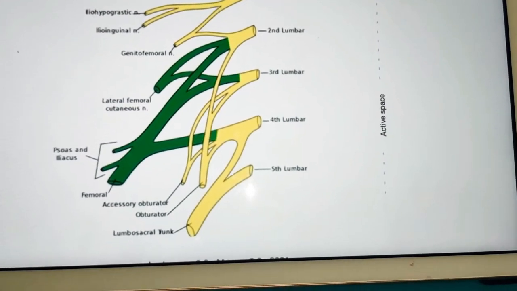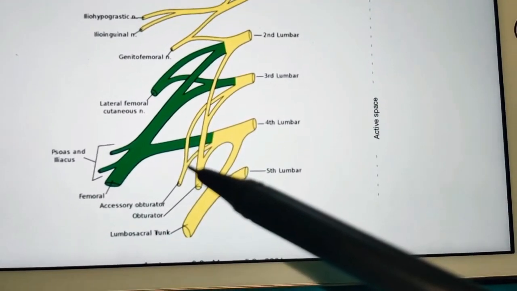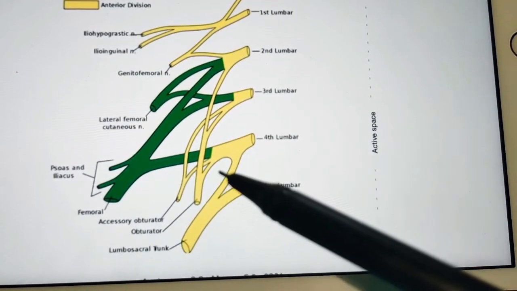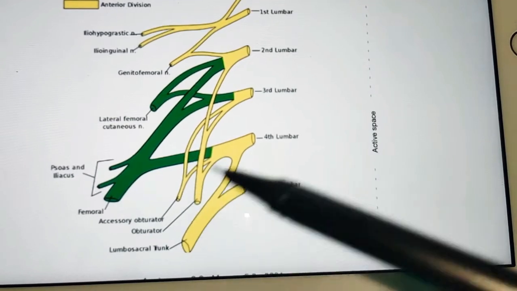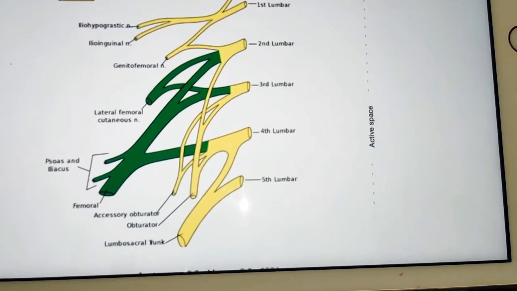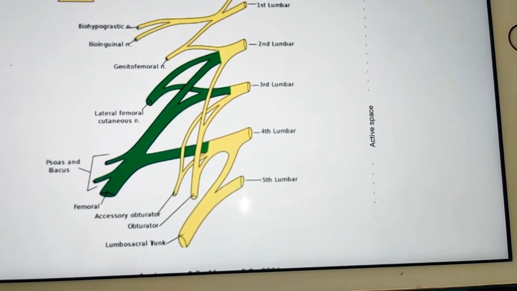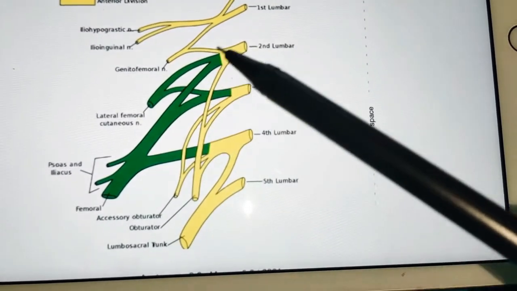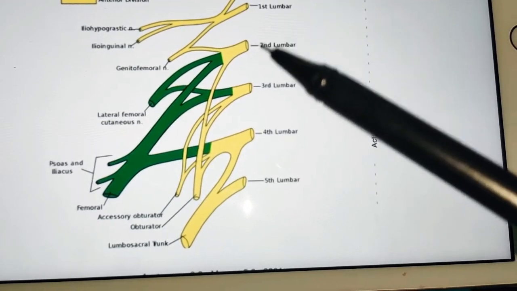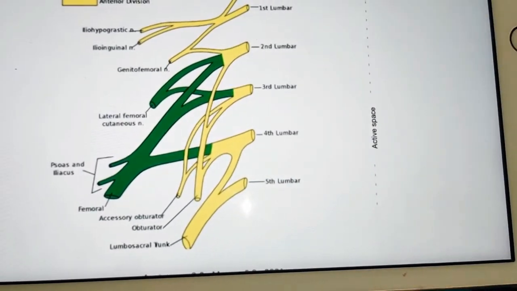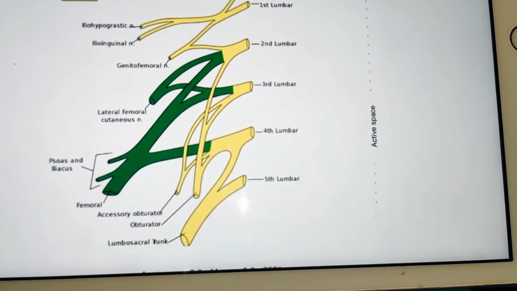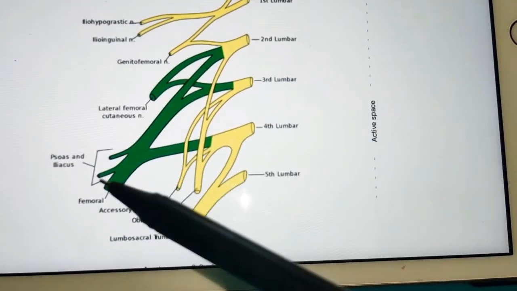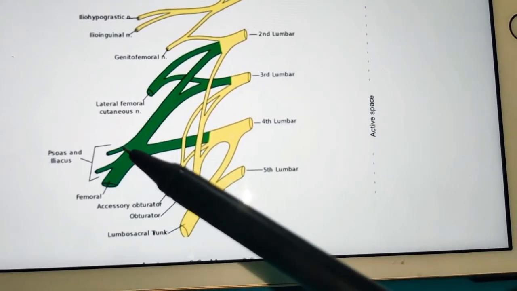And you can see some extra nerves over here, that is the accessory obturator nerve. The accessory obturator nerve is coming from the anterior division of L3 and L4. Okay, so L3 and L4 anterior division form the accessory obturator nerve. And you'll also see one other nerve, that is the lateral femoral cutaneous nerve over here, which is mainly coming from L2 and L3 dorsal divisions. So L2 and L3 dorsal divisions mainly form the lateral femoral cutaneous nerve. And you can also see here the psoas and iliacus.